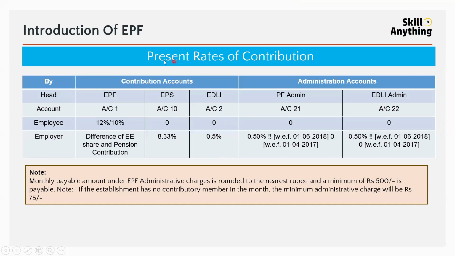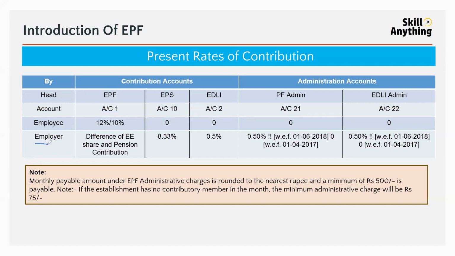Present rate of contribution. For the employee, it is 12% or 10%. In EPS, EDLI, PF admin or EDLI admin, the employee need not contribute. And this employee contribution of 12% or 10% is shown in account 1.